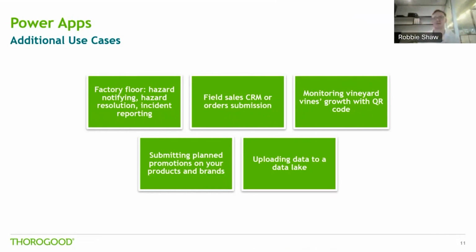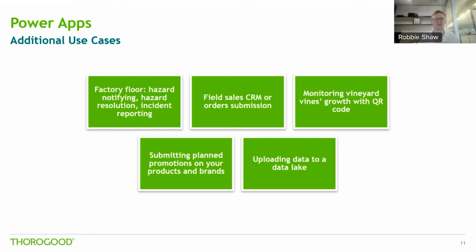Also incident reporting. So, if someone does end up slipping and breaks their arm, you can take photos of the incident itself. You can take photos of the person. You can tag people and send it off to HR or health and safety or whoever else may be interested.